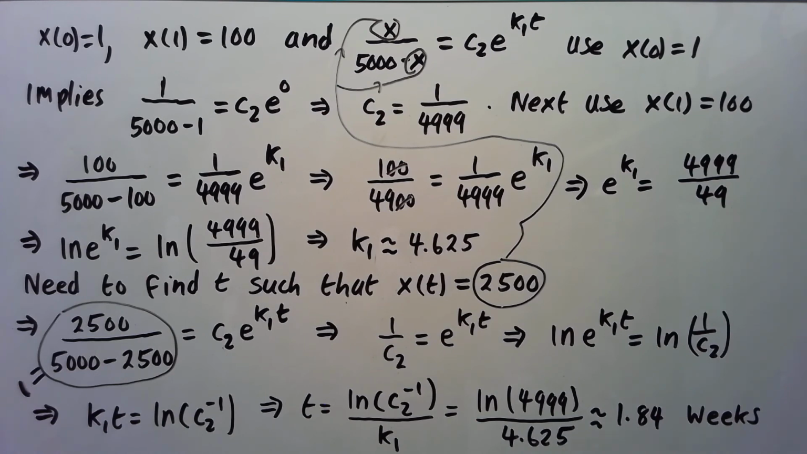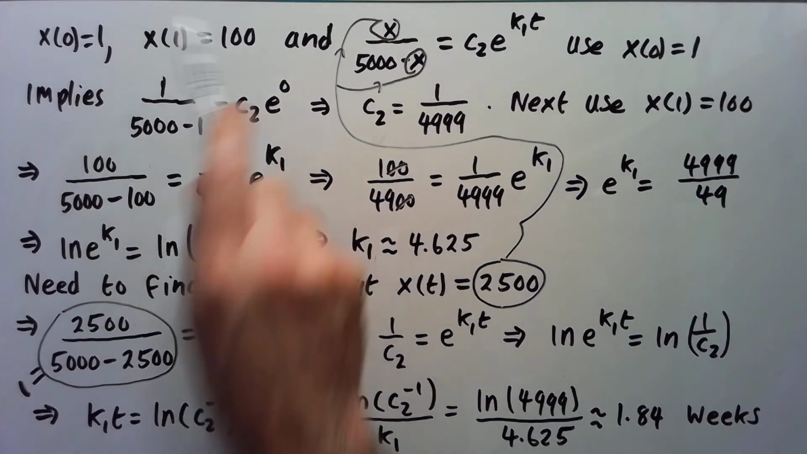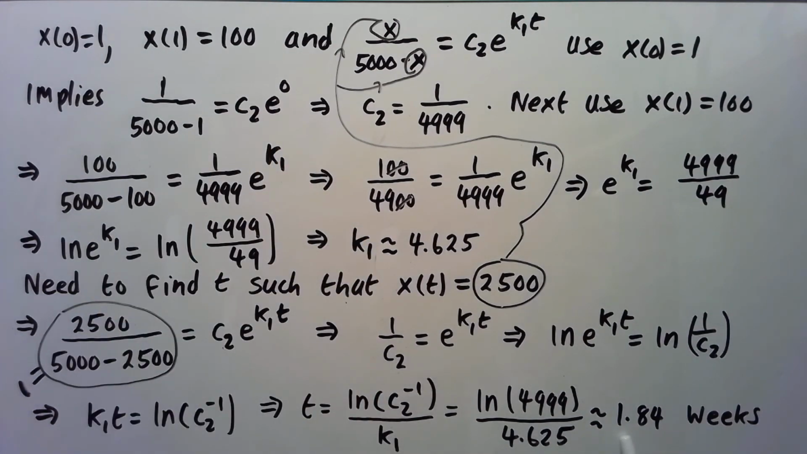So you can see it really spread quickly, because after 1 week, it was only 100 people. But yet after less than 2 weeks, half the town was infected. Alright, so let's leave it there.